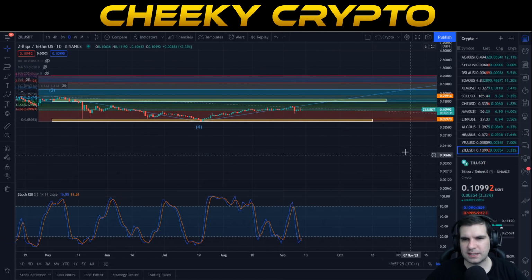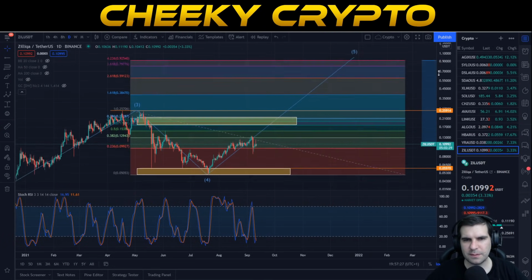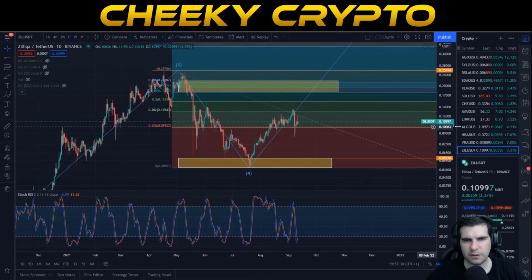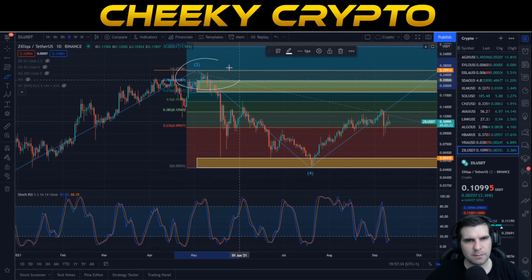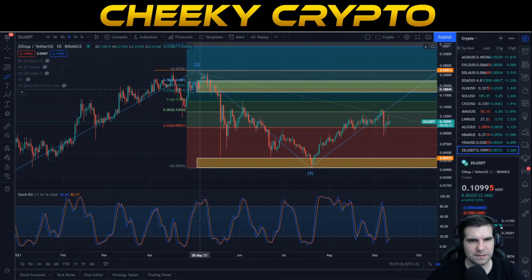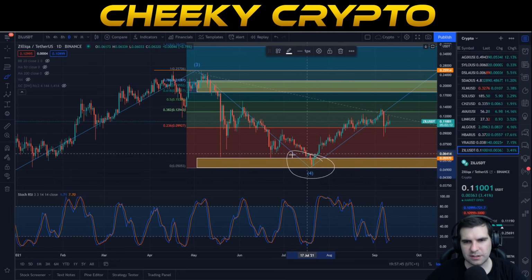Let's jump down into our daily view, and this is where we start to see a little bit more of the clarity on what's been going on most recently. So we can see that we had the top of wave 3 just up here, coming in at about 25 cents. If I just hover on that candle, it should tell us 25.6 cents. And then we saw the low during the wave 4 correction coming in at 5 cents, just down here.